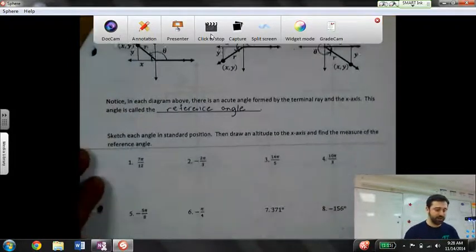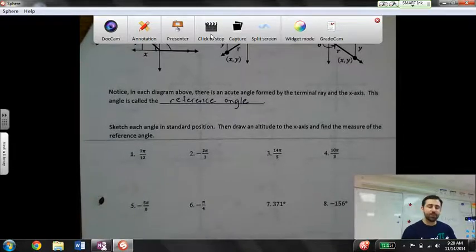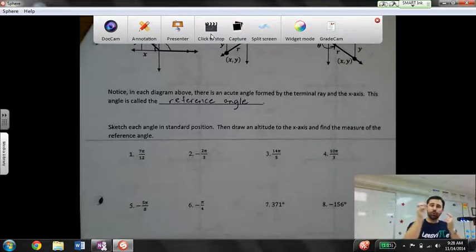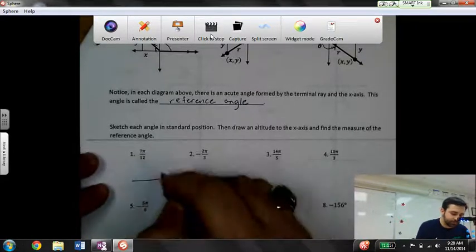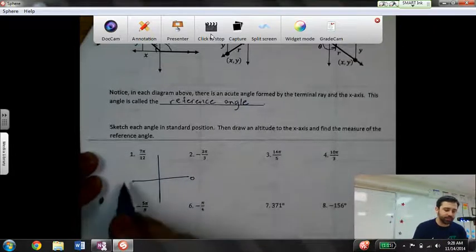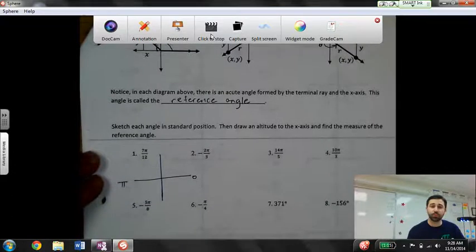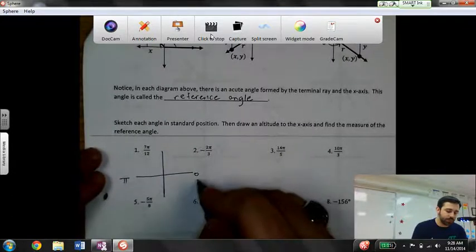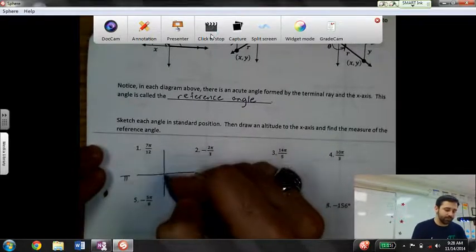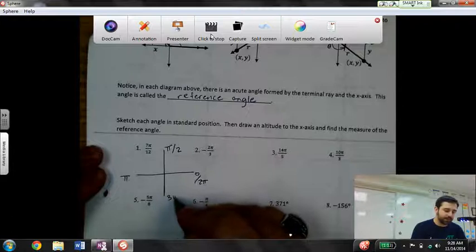So looking at number 1 on page 39, 7 pi over 12. So if you remember, when we were talking about radians and a full rotation in radians, think of it on a coordinate plane, started at 0, a half rotation in radians was pi, and then a full rotation was 2 pi, which made this piece here pi over 2, and then this piece 3 pi over 2.